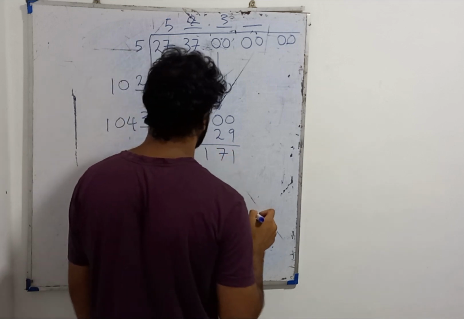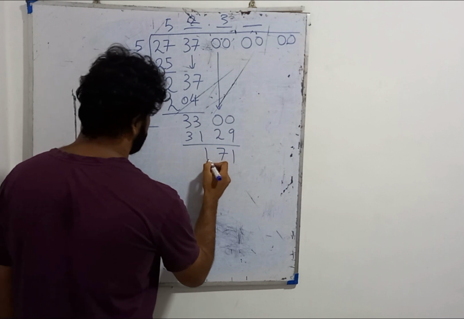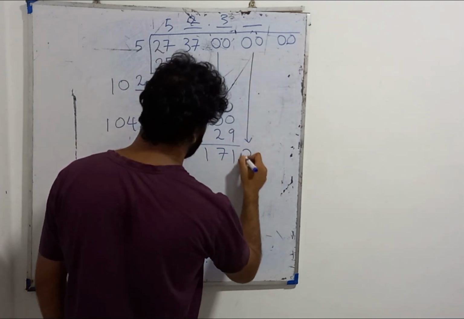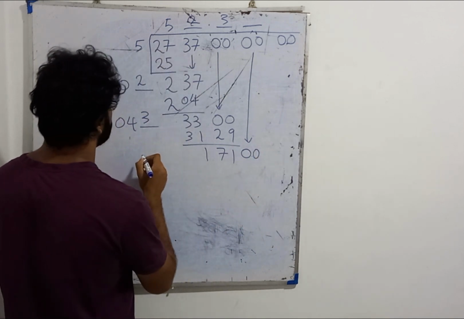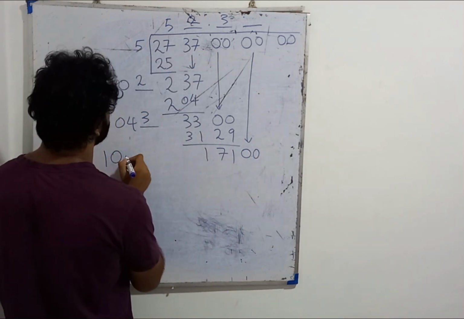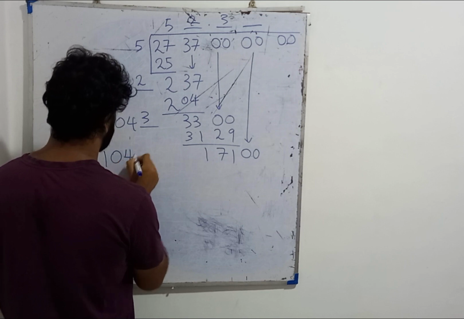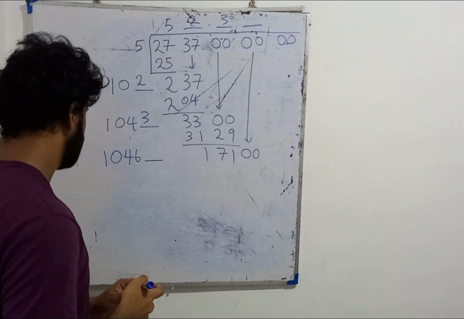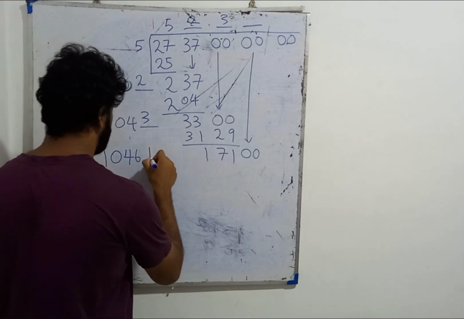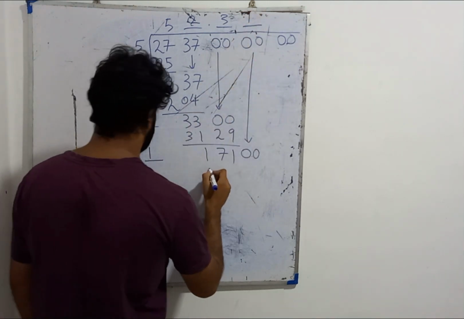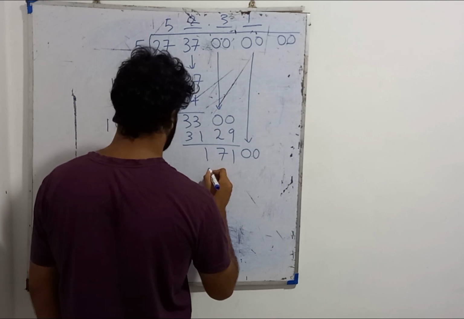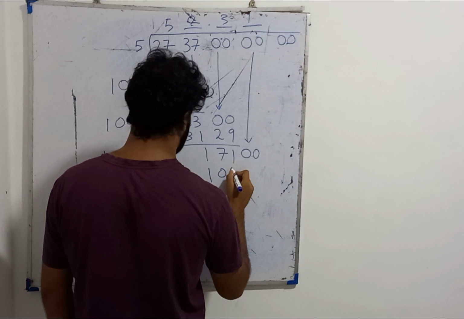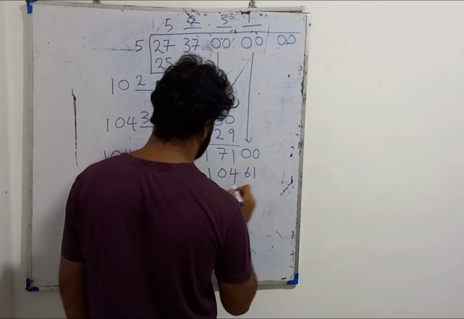171, right? 171, yes. 171. Take these two zeros. Then 1046. Okay. You can add only 1, right? 1. 10,000. 461.